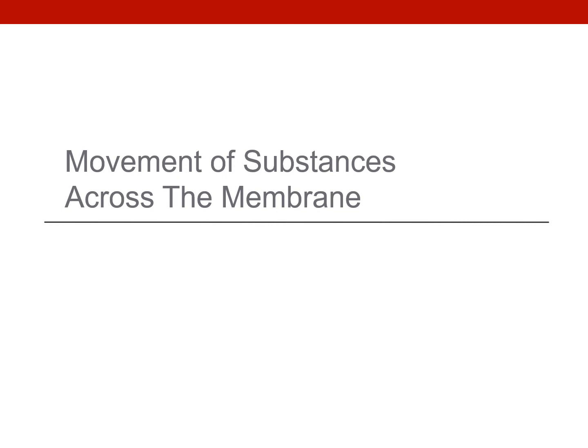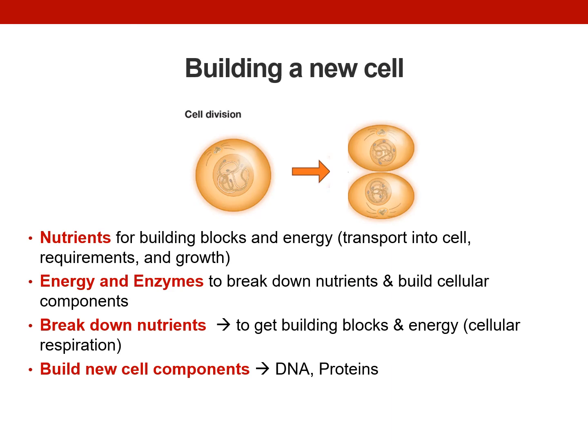Movement of substances across the membrane. When cells divide, they first need to make all of the components that the new cell will need. In the coming lectures, you will learn how the cell takes in nutrients and breaks them down into building blocks to create those components. This requires transport of nutrients across the cell membrane.